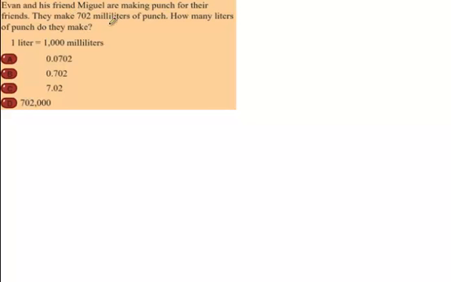They make 702 milliliters of punch. How many liters of punch do they make? And we have a really important fact here. 1 liter equals 1,000 milliliters. Going back to the question, it says they make 702 milliliters of punch. How many liters of punch do they make?